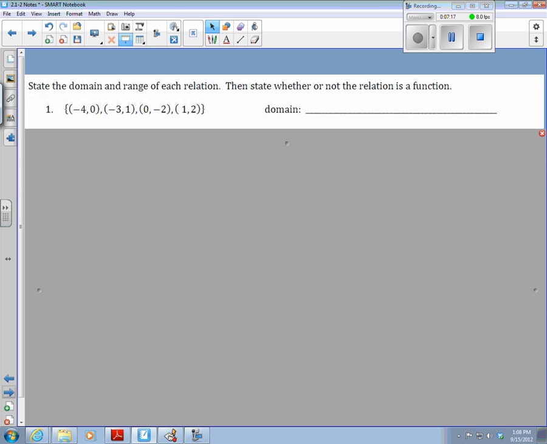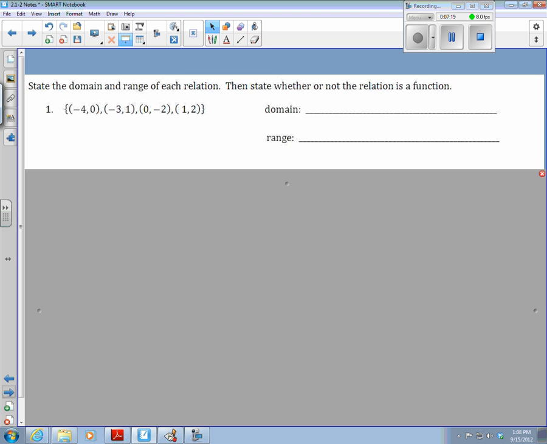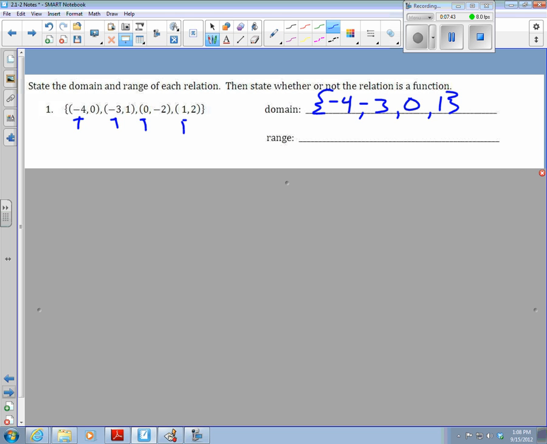Okay, what do we got here? State the domain and range of each relation. State whether the relation is a function or not. So looking at my x values, -4, -3, 0, and 1. Now I can tell you if this is a function right now. Do any of the x values repeat themselves? No, it would pass the vertical line test. This is a function.